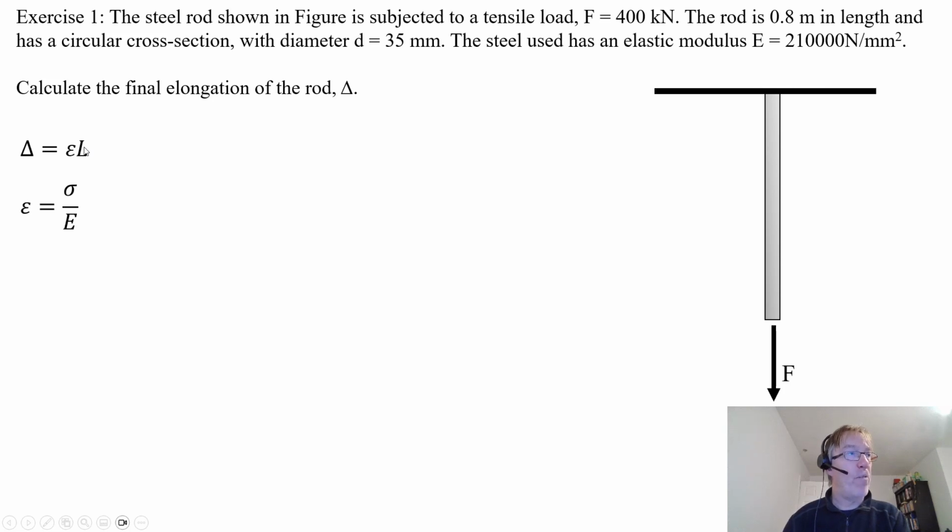We have L, but we don't have strain. So if we write down strain, now we know the equation E is the stress-strain relationship. So we can rearrange that and have strain equals stress over modulus of elasticity. We have the modulus of elasticity, but we don't have the stress. But we do know the equation for that. The equation F equals stress multiplied by area.